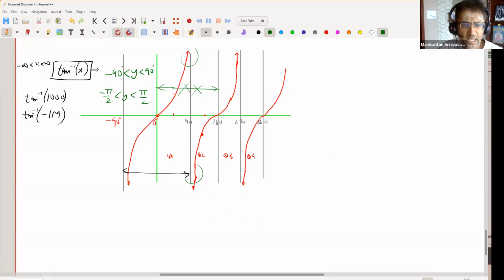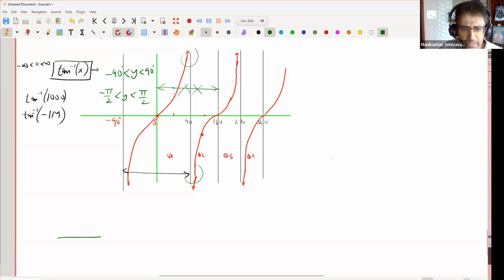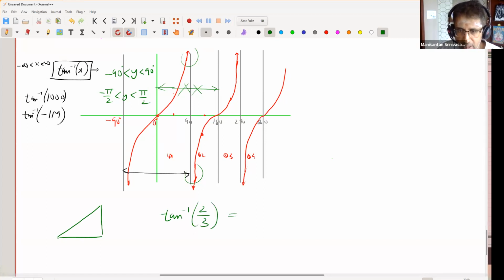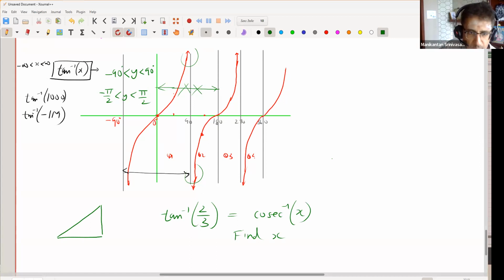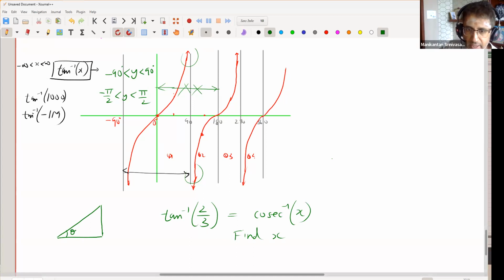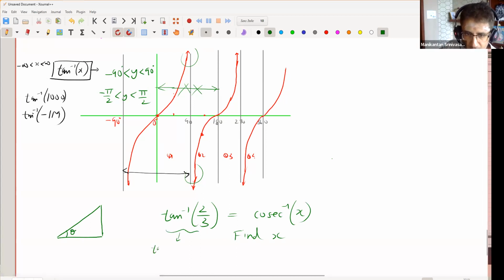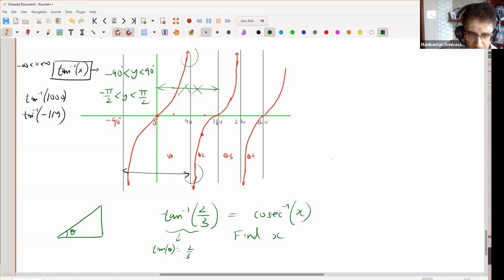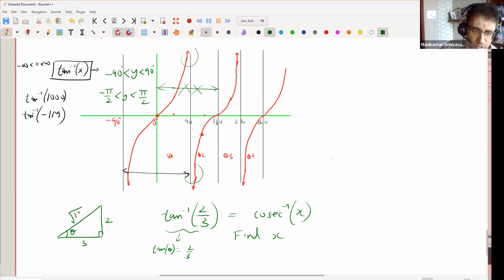All right. And then, given any angle, I can express this in terms of, for example, suppose I have tan inverse of 2 by 3. Suppose I want to write it as cosec inverse of x. Suppose I want to find x. How do I do this? I'll just draw a simple picture with an angle theta such that tan theta is 2 by 3. So what does this mean? There is a theta whose tan is 2 by 3. So if tan theta has to be 2 by 3, this has to be 2 and this has to be 3. Correct? Which means this, by Pythagoras theorem, is root of 4 plus 9, which is root 13.